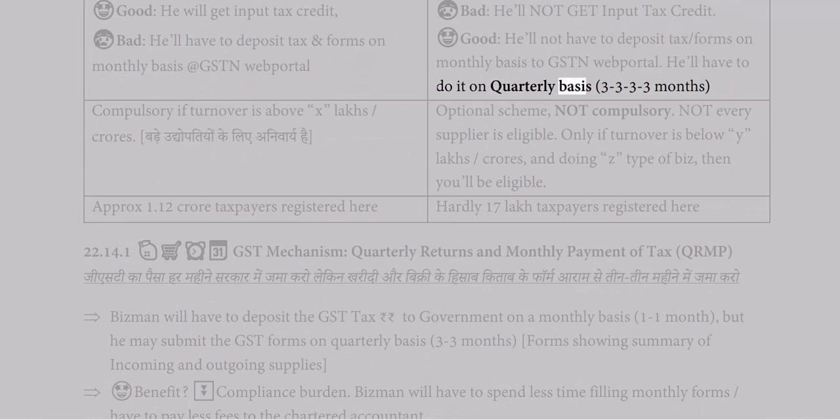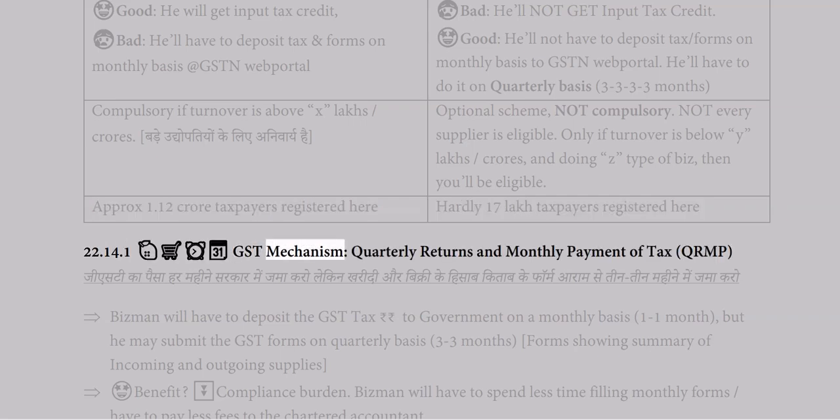He will have to do it on a quarterly basis, 3-3-3-3 months. Compulsory if turnover is above X lakh crores. Optional scheme, not compulsory. Not every supplier is eligible. Only if turnover is below Y lakh crores and doing Z type of business will you be eligible. Approximately 1.12 crore taxpayers are registered here, and hardly 17 lakh taxpayers are registered in the composition scheme.